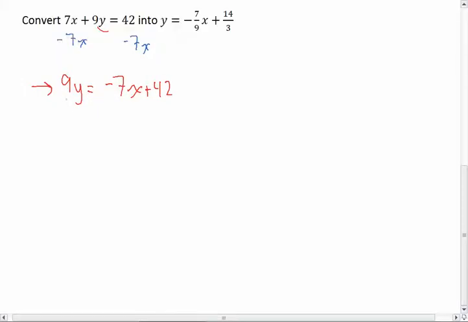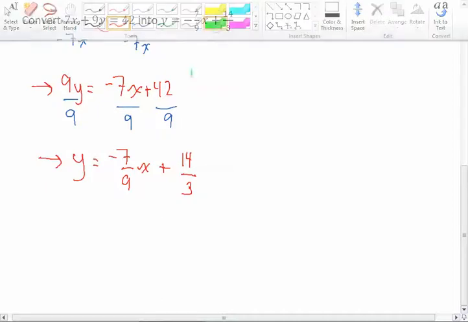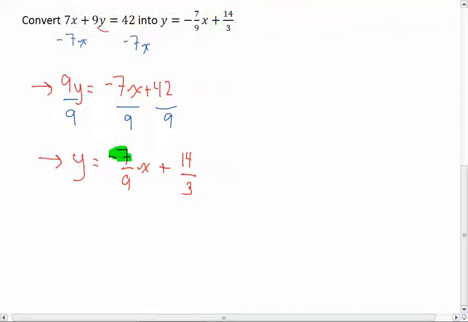So my next step is I need to get rid of the coefficient. So I have to divide everything on this side by 9. So what I'm going to get is y is equal to the fraction negative 7 over 9x. And 42 over 9 simplifies to 14 over 3. So are these two once again equal? You betcha. So I get a slope of negative 7 over 9, a slope of negative 7 over 9, and a y-intercept of 14 over 3, and a y-intercept of 14 over 3.